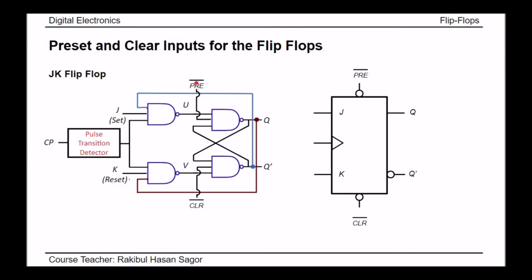This is the logic diagram of a JK flip-flop with preset and clear input. The operation is similar to the RS flip-flop case with preset and clear input. This is the graphical symbol for a JK flip-flop with preset and clear input. Inside this box we have this logic diagram.